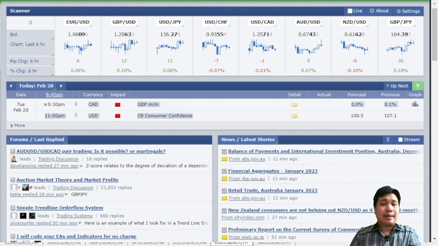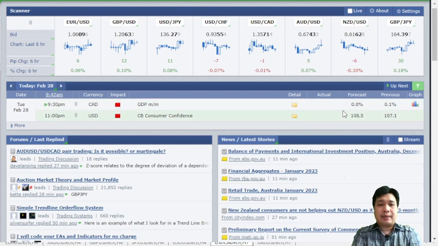Today is the 28th of February, the last day of February 2023. I'm going to discuss the USD/CAD for today. Canada will have some high impact news today: the GDP, gross domestic product, which is forecasted at 0.00%, which means there's no growth, from previous growth of 0.1%. So it means the Canadian economy is not growing for last month.